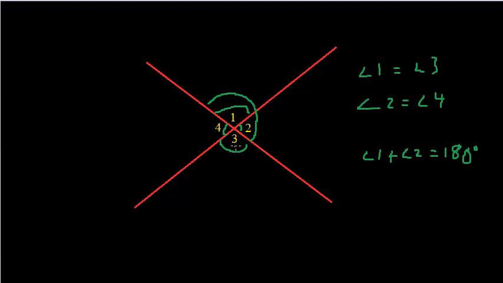Since angle 1 and 3 are the same, angle 2 plus angle 3 should also be 180 degrees. And we see again here that they form their own 180 degree straight line. So 1 and 2 are supplementary, 2 and 3 are supplementary, also 3 and 4 are supplementary, they add up to 180, and 1 and 4 add up to 180. So these are our supplementary angles, again, adding up to 180 degrees.